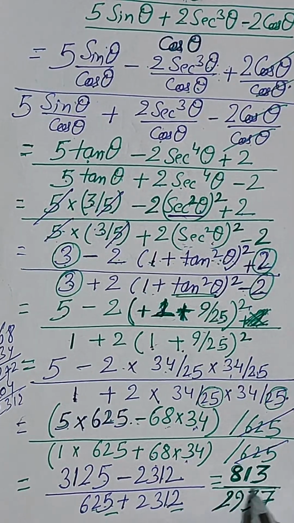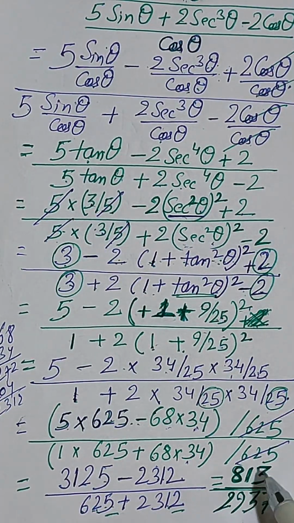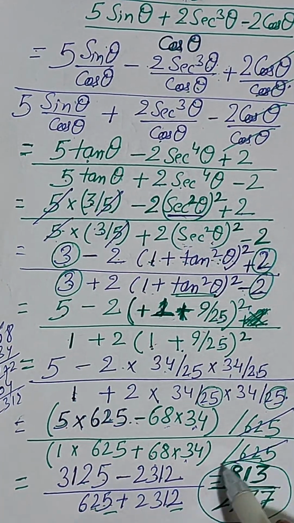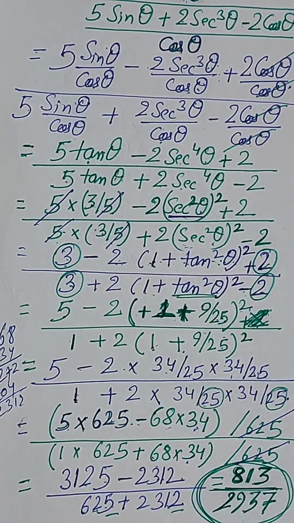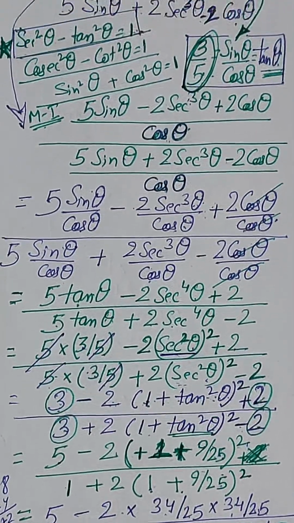So the value of 5 sin theta minus 2 sec cube theta, the identity which is shown to us, is 813 divided by 2937. This is the answer, right? This is the answer for the given identity.